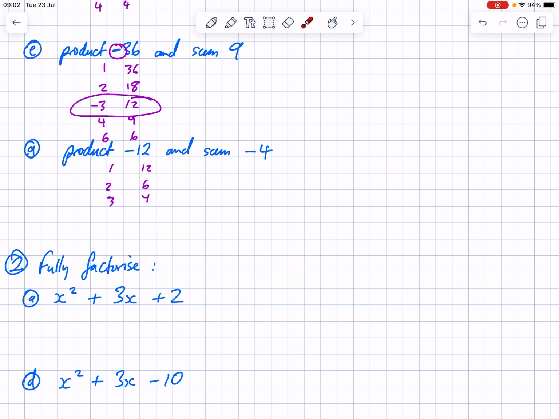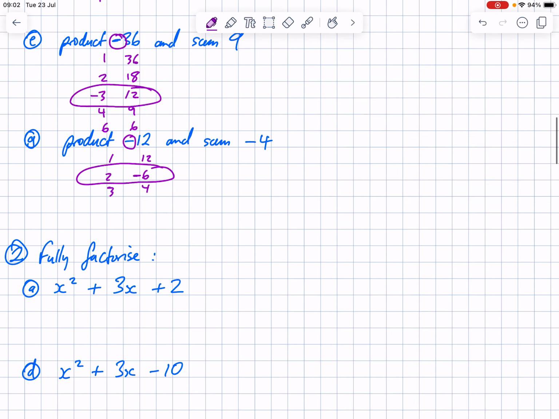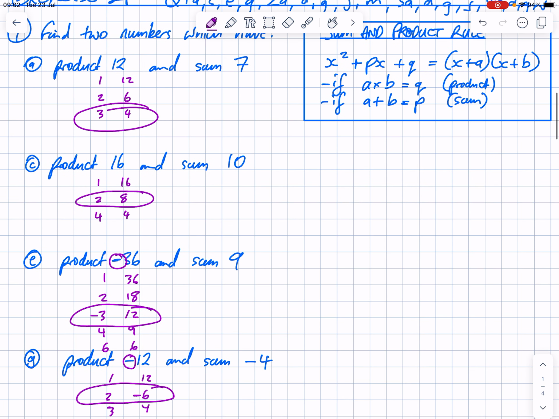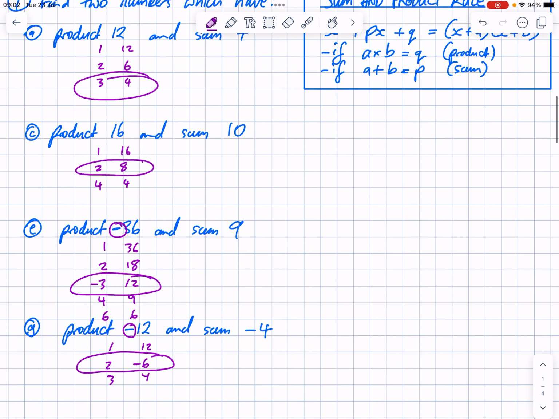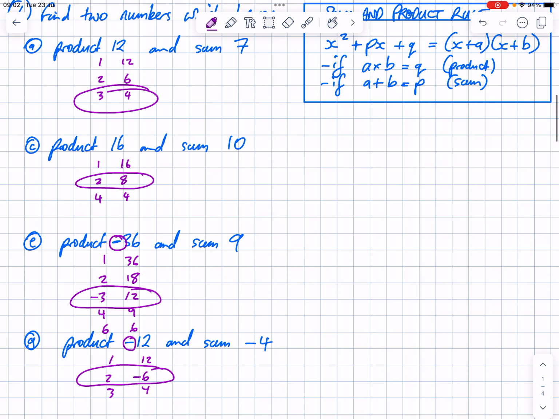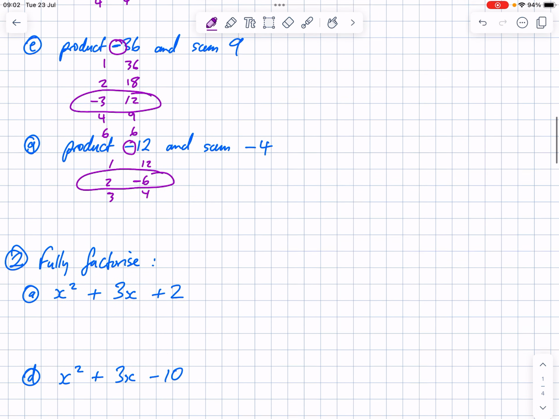Is there a way that I can get 4 with 1 and 12? No, I can get 11 and 13. Is there a way I can get negative 4 with 2 and 6? Yes, there is. Because if I had positive 2 and I took 6, I would have negative 4. So 2 and negative 6, and that also fixes the negative sign here, because 2 times negative 6 is going to be negative 12. So that is practicing finding a pair of numbers that have a certain product and also a certain sum.